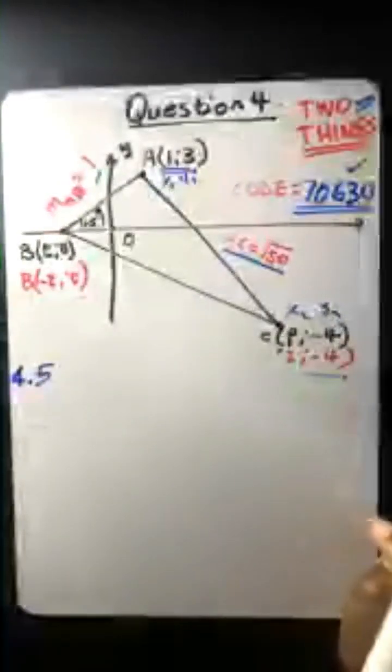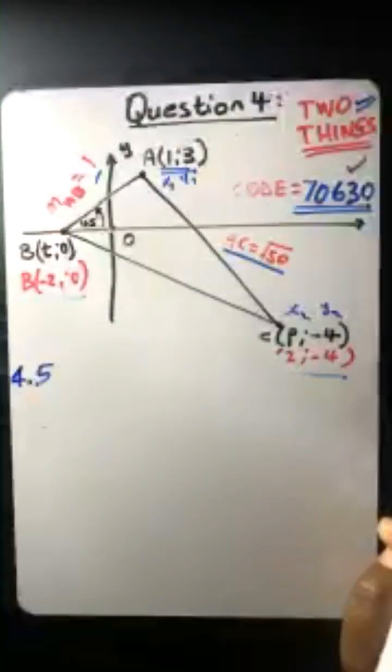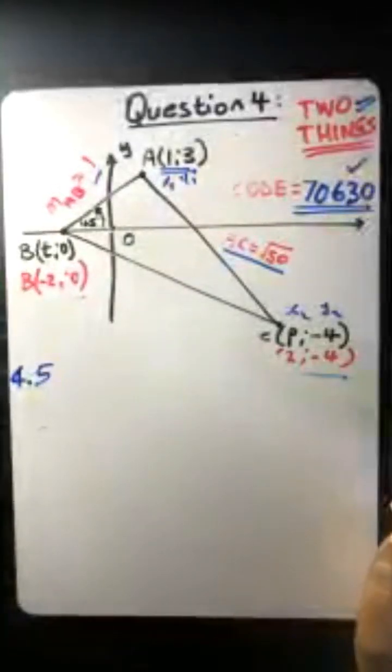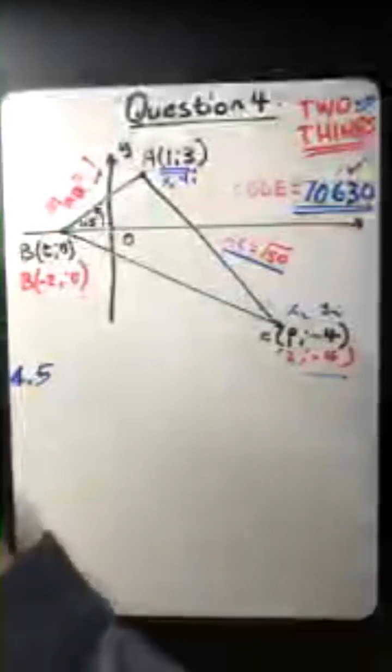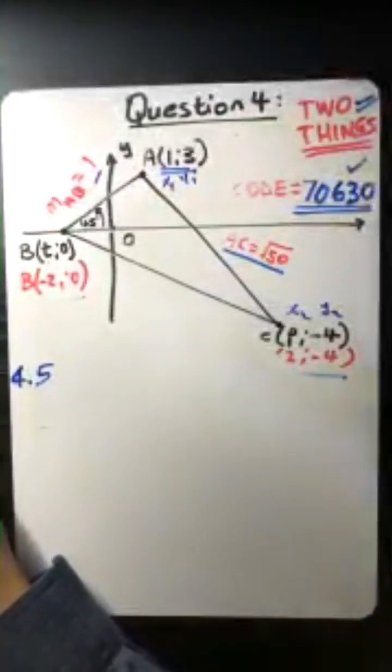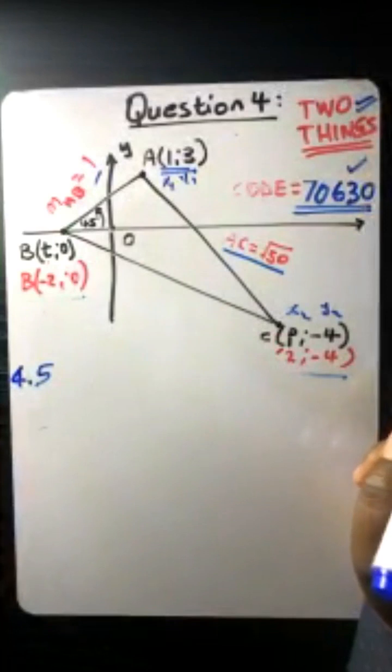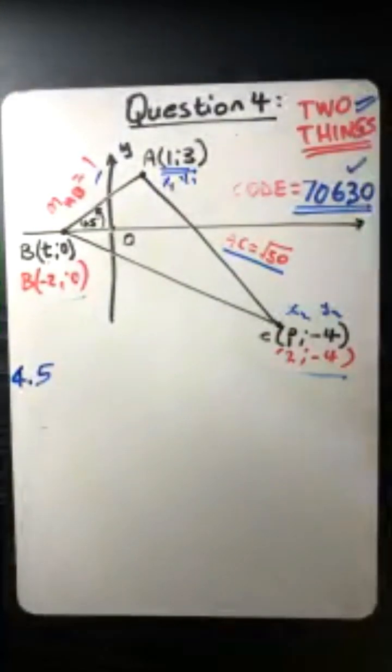So 4.5 says, determine the equation of the line parallel to AB passing through point C. Anyone who'd like to explain how we can possibly approach this question? Determine the equation of the line parallel to AB passing through point C. Anyone who would like to give it a try?